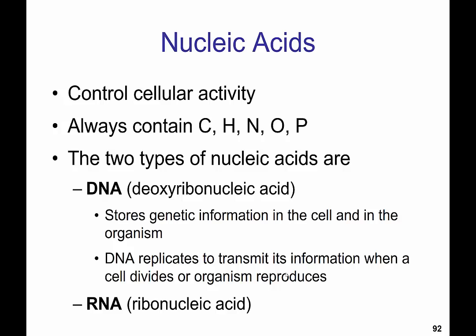Nucleic acids are our last type of organic compound that we're going to look at. They control cellular activity. They always contain carbon, hydrogen, nitrogen, oxygen, and phosphorus. There are two types of nucleic acids, DNA and RNA. DNA is deoxyribonucleic acid. It stores genetic information in the cell and in the organism. DNA replicates to transmit its information when a cell divides or organisms reproduce. We'll look a lot into this later. RNA is ribonucleic acid and is similar to DNA in that it can control cellular activity and stores genetic information.